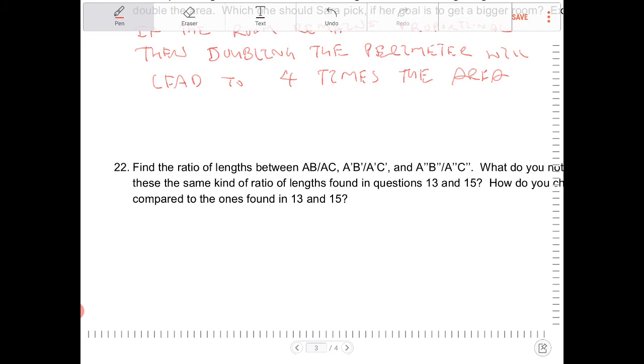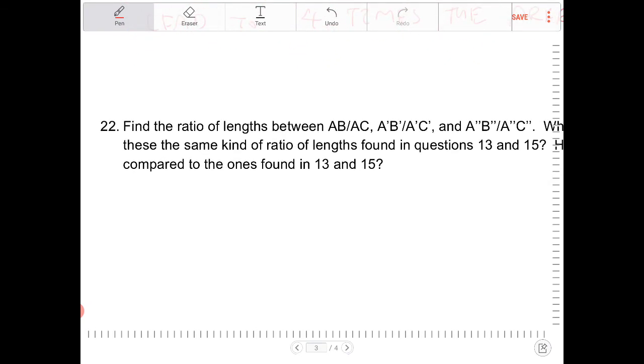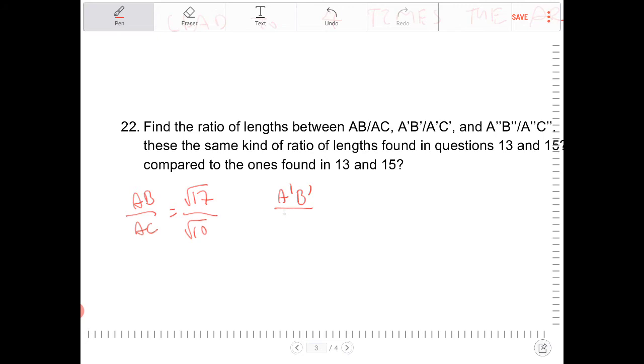Question 22. Find a ratio of lengths between AB, AC. Okay, so now we're finding the ratio of lengths between those corresponding sides. So AB to AC, right? AB was square root of 17 and AC was square root of 10. A prime B prime to A prime C prime. This is 2 square root of 17 to 2 square root of 13. This is, again, going to be square root of 17 over square root of 13.